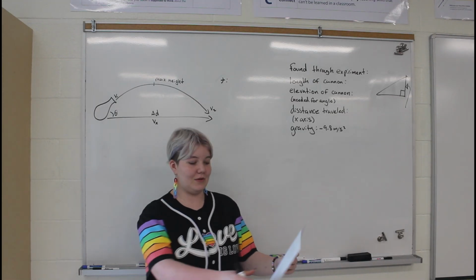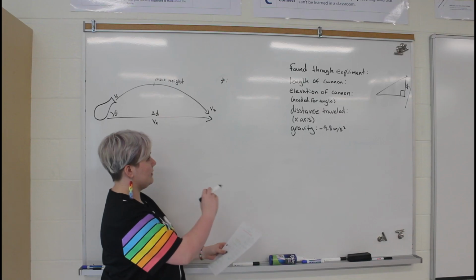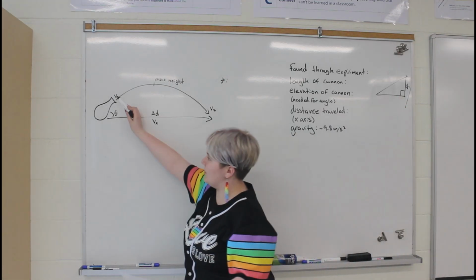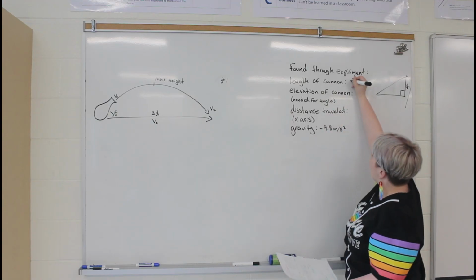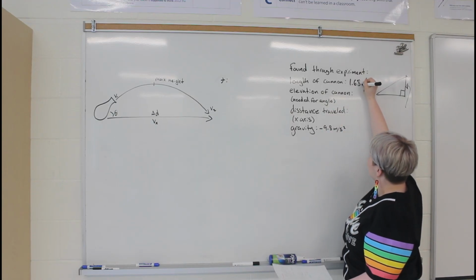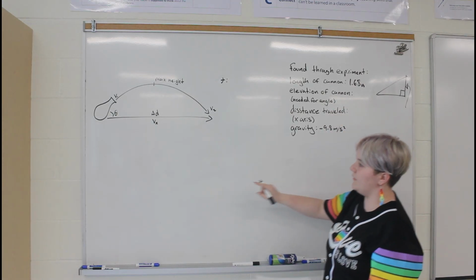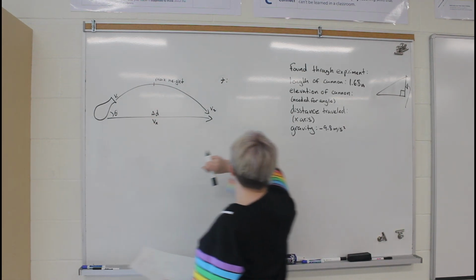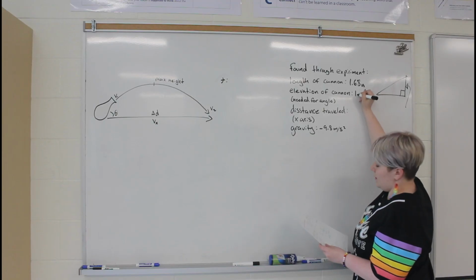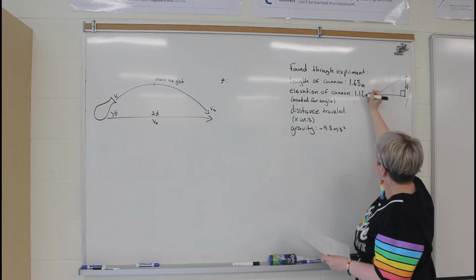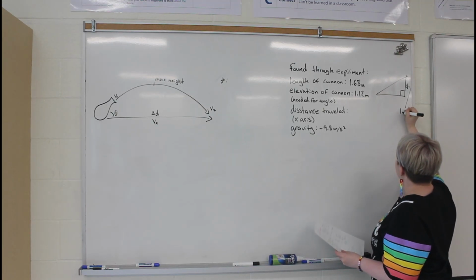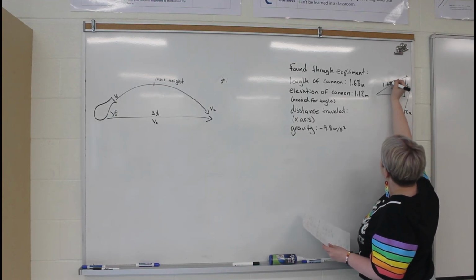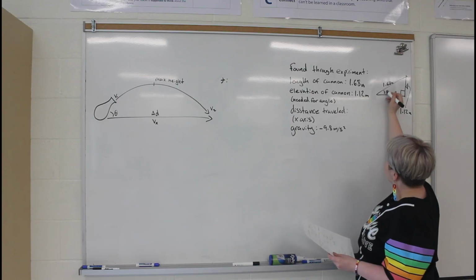The data found through the experiment: the length of the cannon, this measurement here through this measurement here, was 1.68 meters. The elevation of the cannon, so this measurement from the ground to the top of the cannon, was 1.12 meters, and then 68 meters, and that'll help us find our angle.